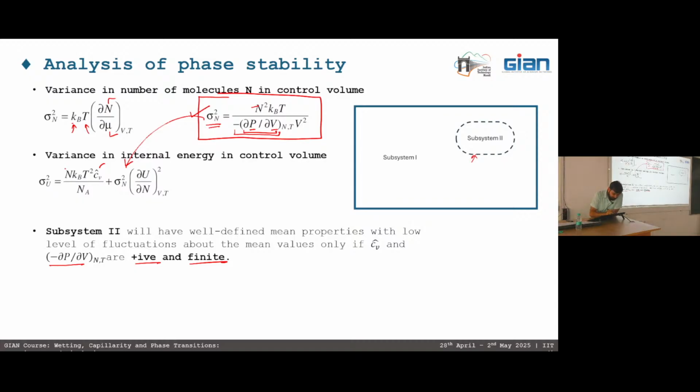Here again we see that n, k_B, T square, and N_A are all positive quantities, and Cv is also a positive quantity. Negative Cv is not possible. If we add energy to any system, its temperature cannot decrease. So Cv is also not a negative quantity.